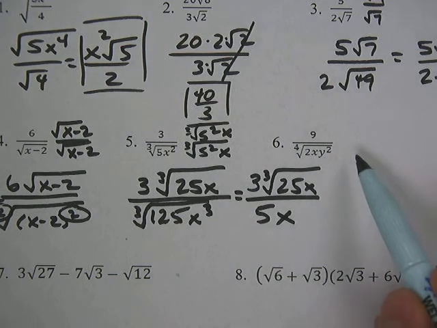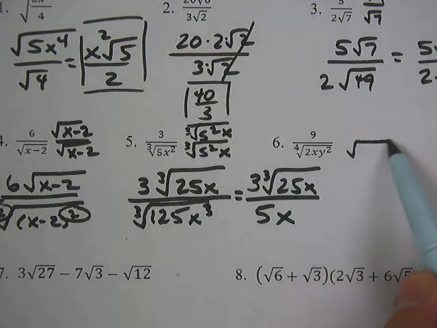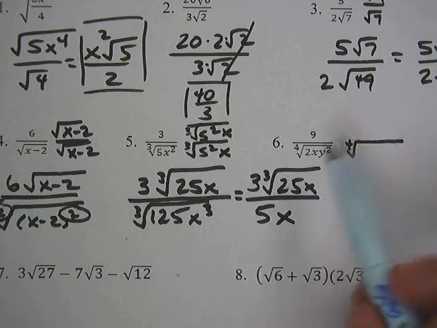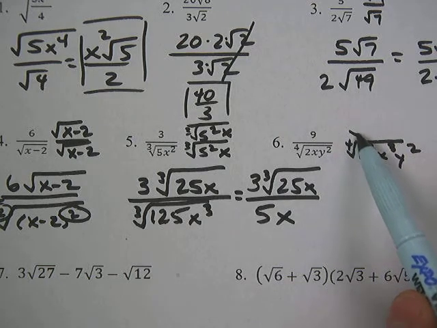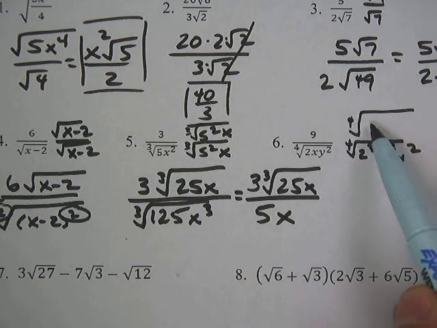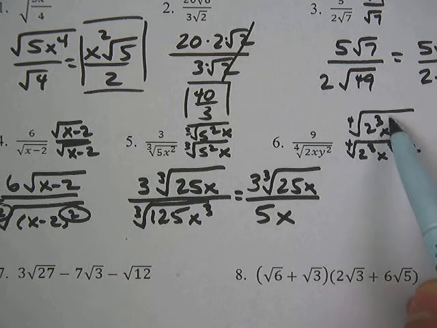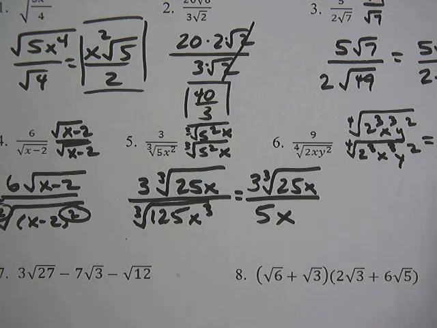Well, this time it says the 4th root of something, so that means I'm going to need 4 of these things. So what I would do is I would multiply top and bottom by, you have 1, 2 here, you need 3 more, so 2 to the third. You have 1x, so I'd multiply by x to the third. You have 2y, so I'll multiply by y squared. I'll do that top and bottom.